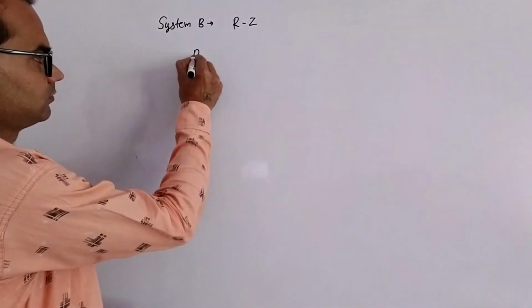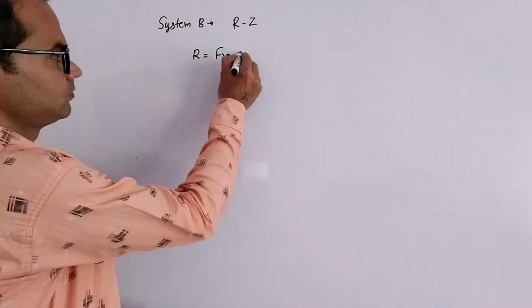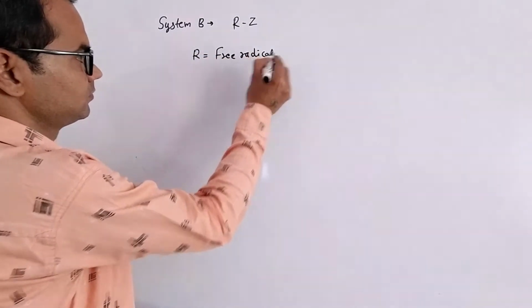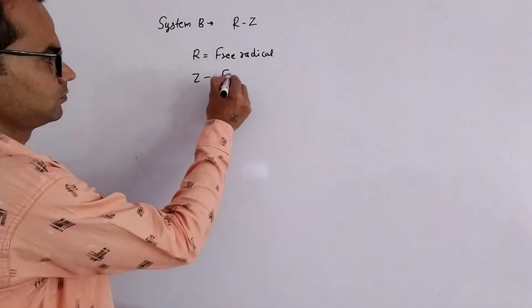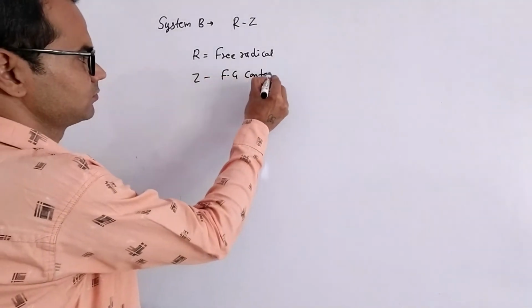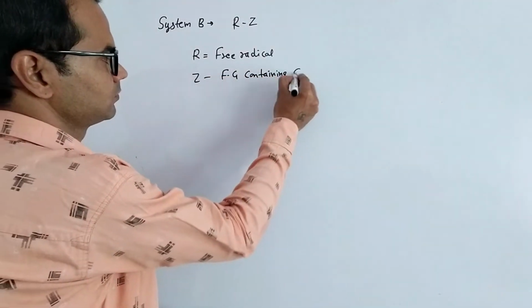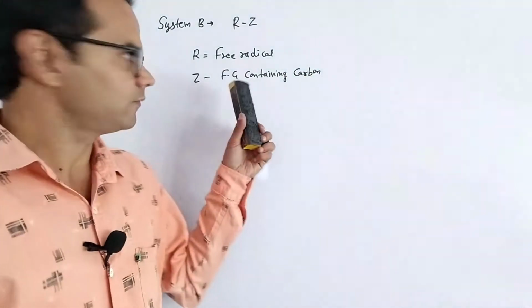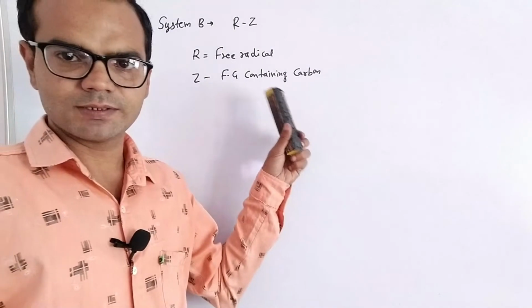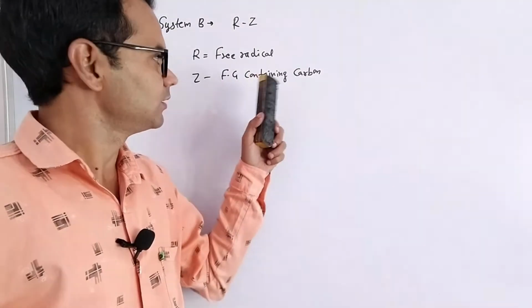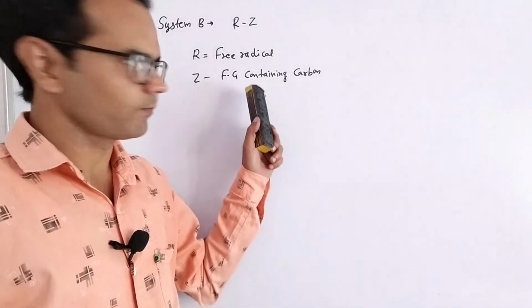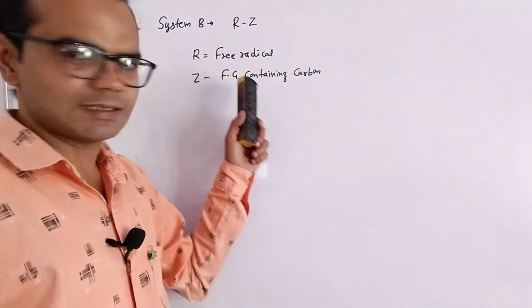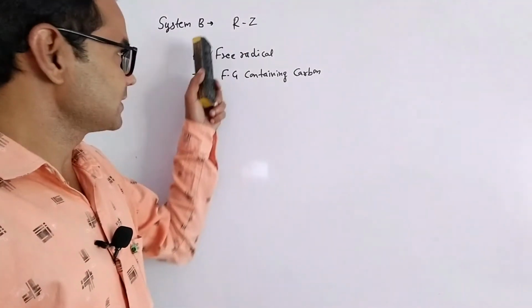RZ. So this system B is applicable for the functional groups having carbon. System A was applicable for the functional groups which do not have a carbon. This system is slightly different. We use R as a prefix.